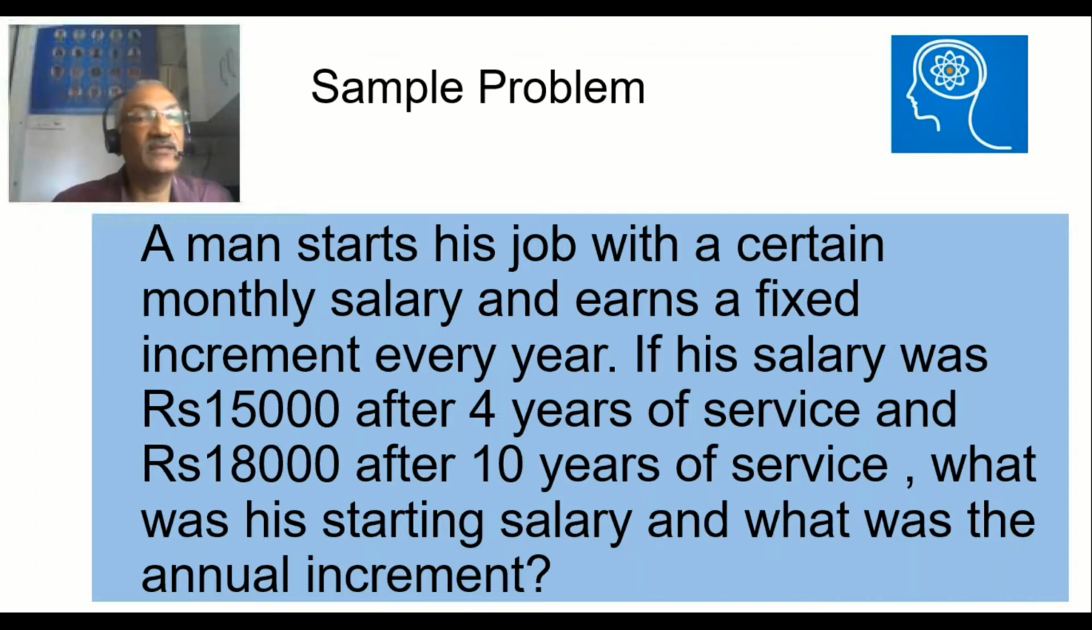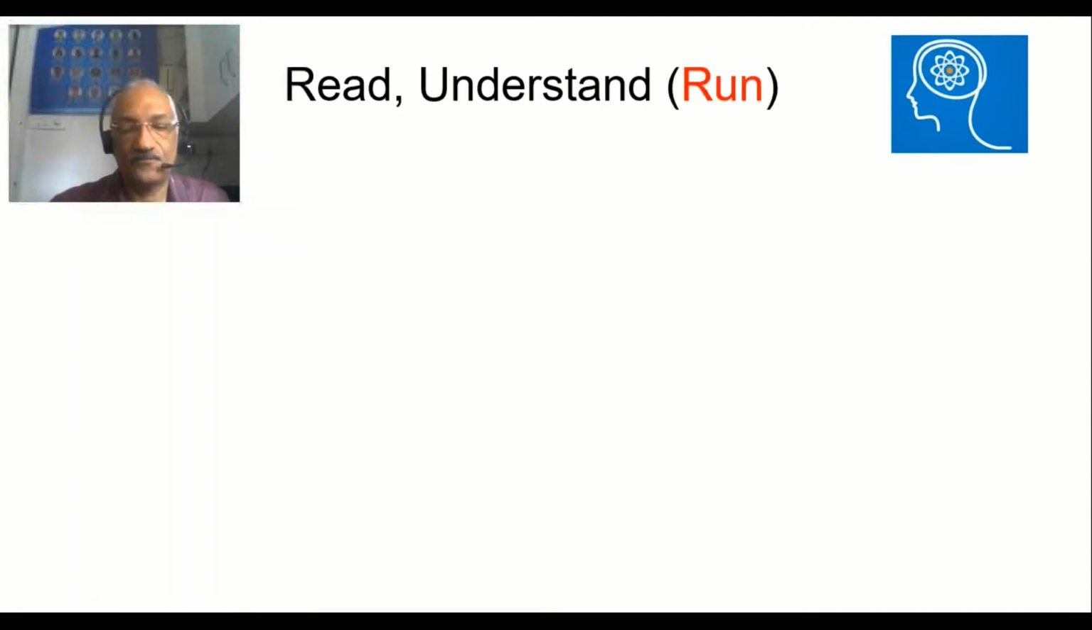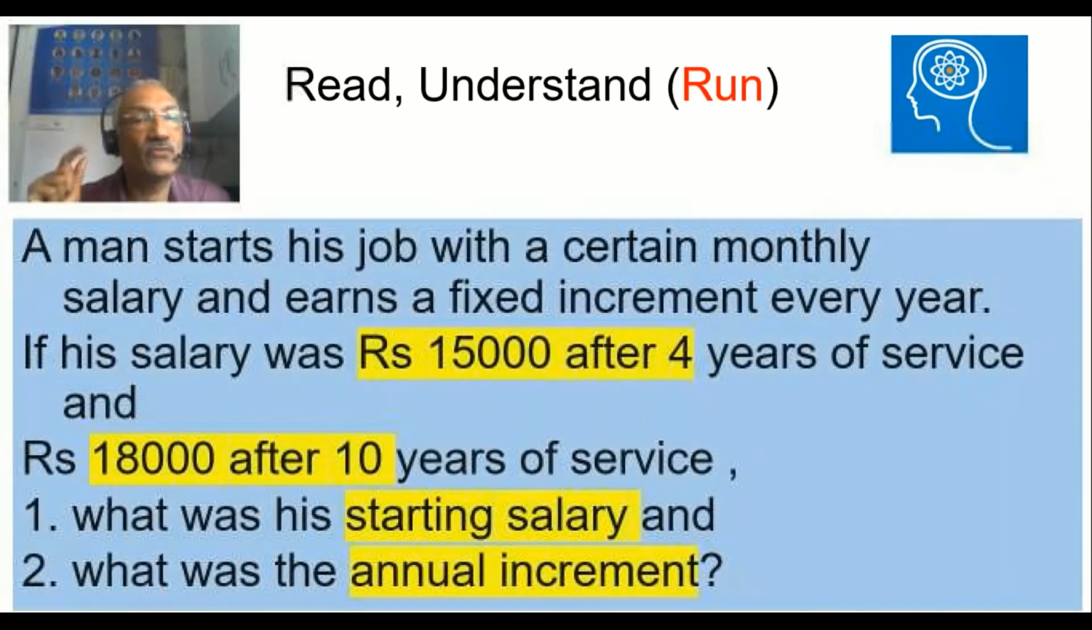In understanding the problem, what we do is we need to exactly understand what is given and what has been asked for. These are the two important things we need to understand. We look at it. For that we have split the sentences like this. So what is given? Given is rupees 15,000 after 4 years, 18,000 after 10 years. And what has been asked for? Starting salary and annual increment.